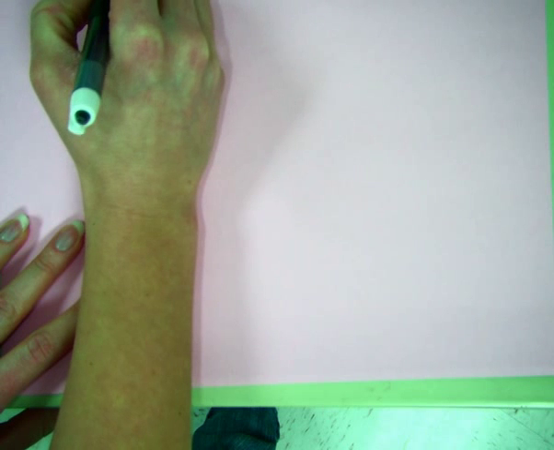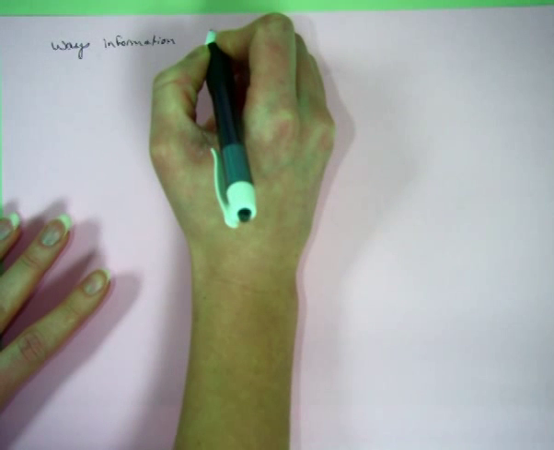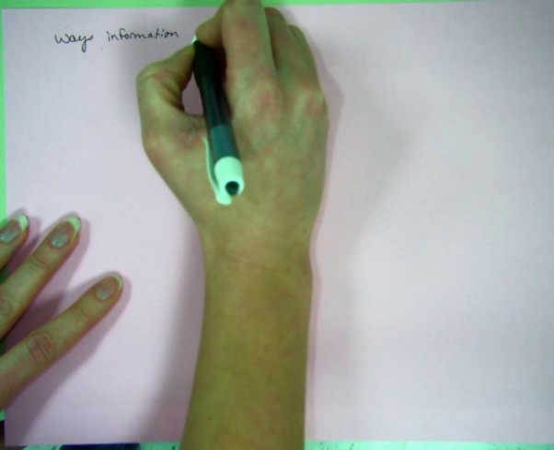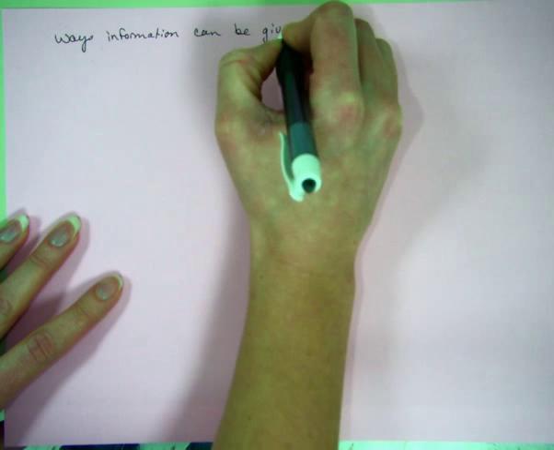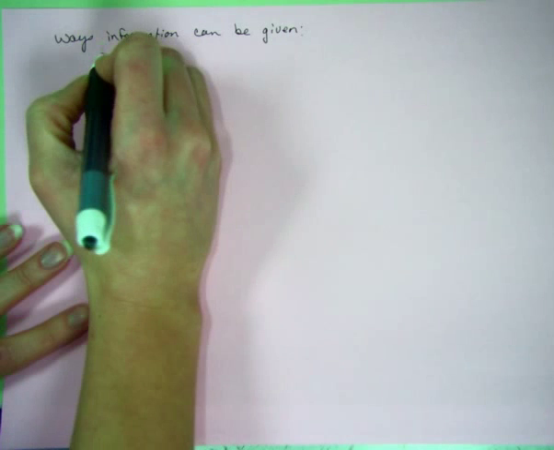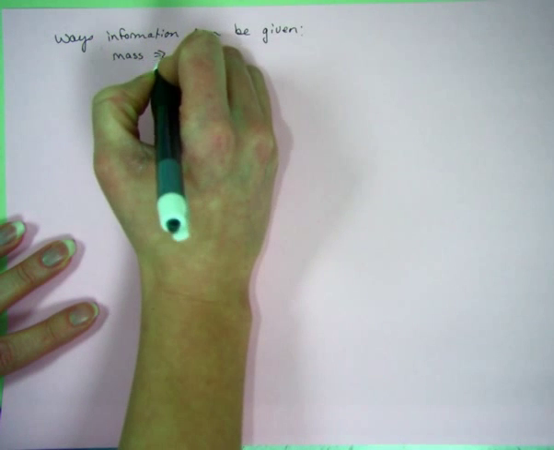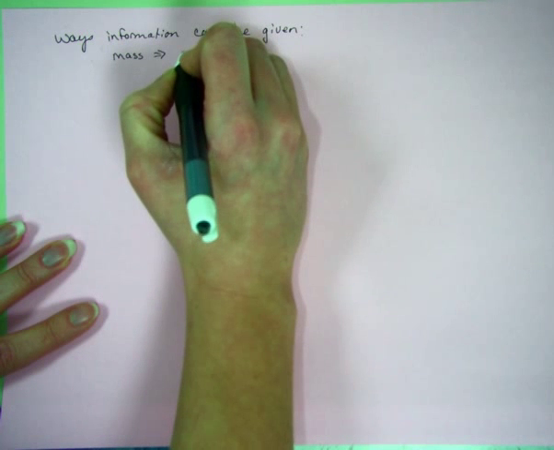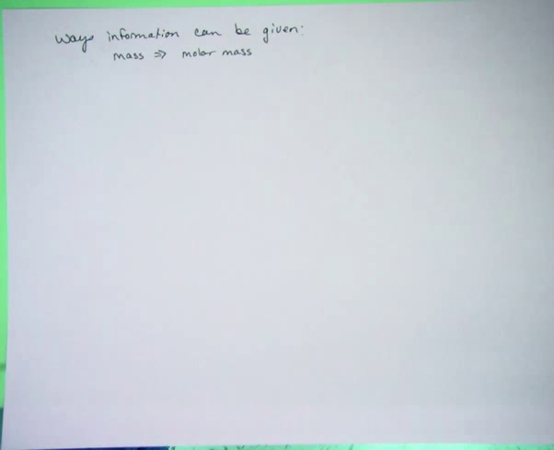Ways information can be given, and what you can do with it. Oh, it helps if that's on the screen. So say we were doing something in lab, you would be given mass. We would use the molar mass to convert to moles.